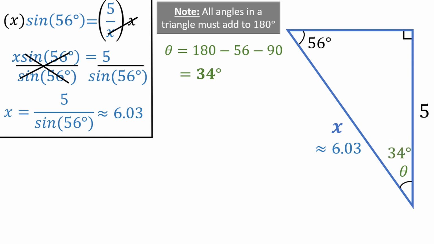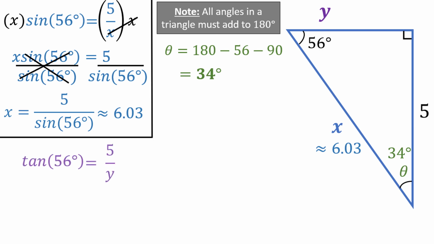As for the missing side on top, you could either use the Pythagorean theorem or a trig function to find its value. Some instructors say that you should avoid using rounded values in future calculations, and since the 6.03 side is already rounded, we might want to avoid using the Pythagorean theorem, which requires us to use this value, to avoid compounding the error. I'm going to use tangent, which relates one of our angles of 56 degrees to the opposite side of 5, over the unknown side, which I'll call y.